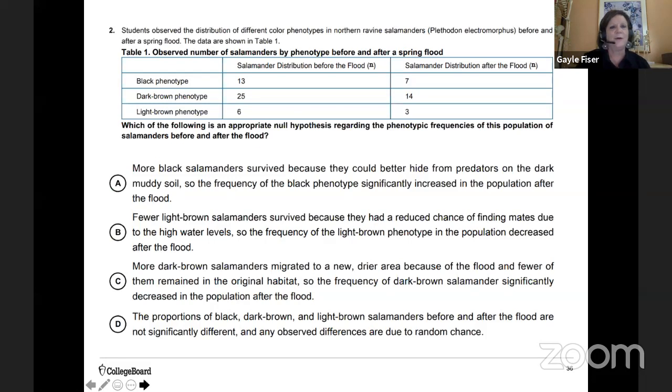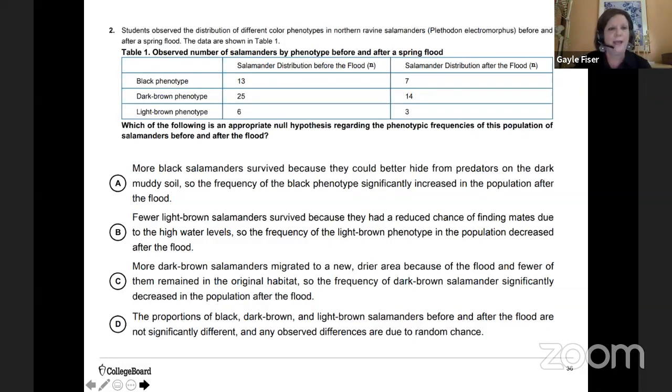All right, so in this table, we have some salamanders and we have their phenotype. They're a black phenotype, dark brown, light brown, and we have a flood involved, okay? There is a distribution before the flood. There's 13, 25, and 6. And then after the flood, there's 7, 14, and 3. Okay, so which of the following is an appropriate null hypothesis regarding the phenotypic frequencies of this population of salamanders before and after the flood?